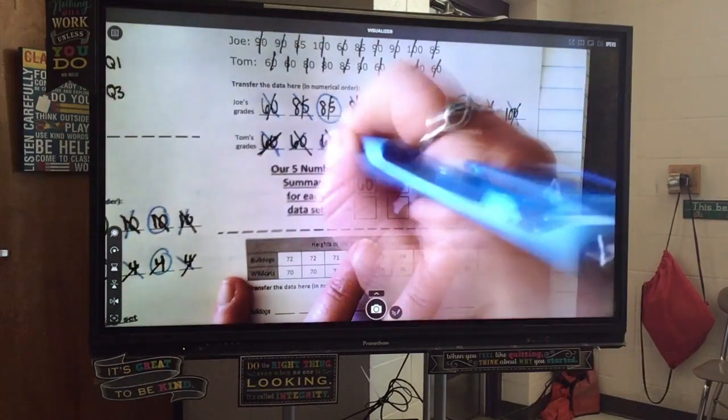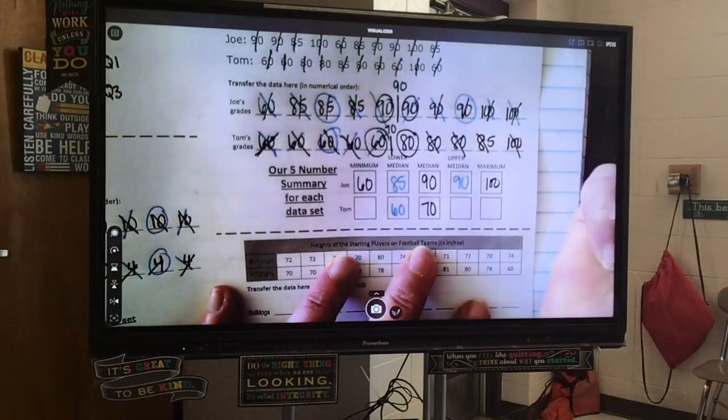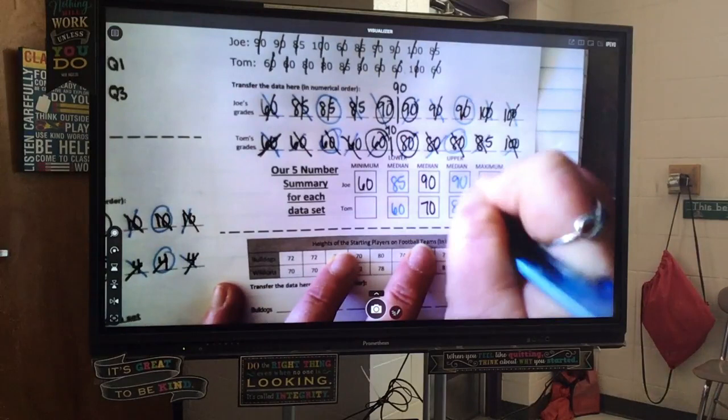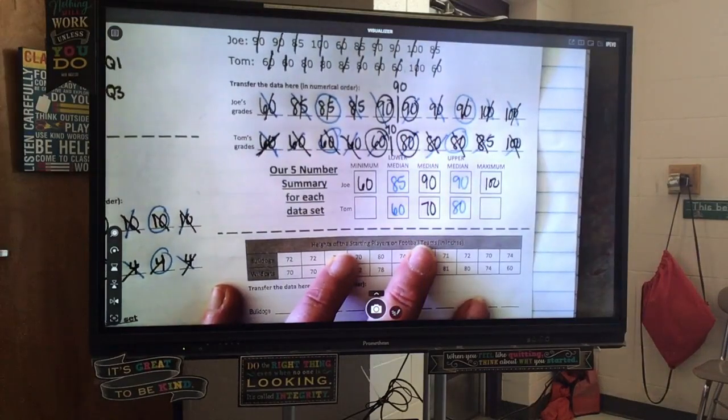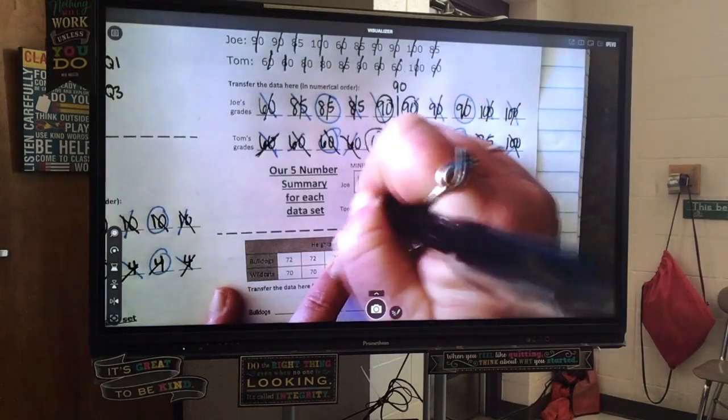All right, so your Q1 is 60. And my Q3 was 80. That's it? And then the maximum is 100 and the minimum is 60. Okay, perfect. Alright.